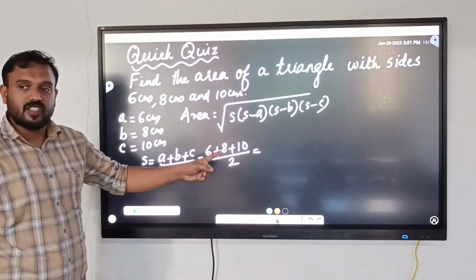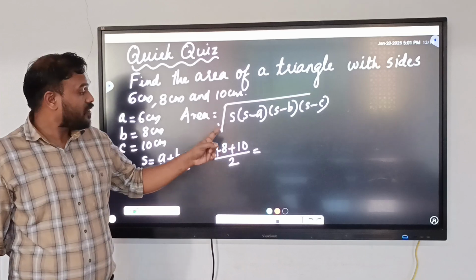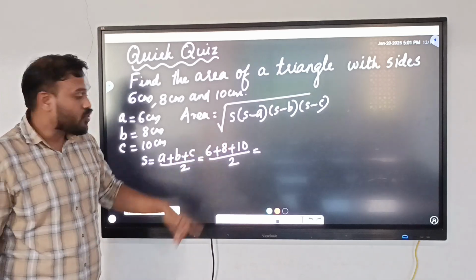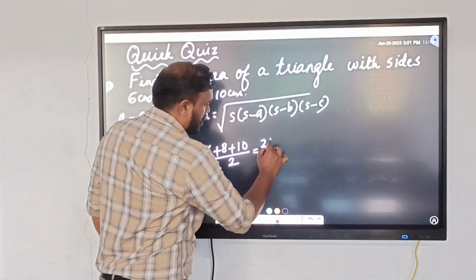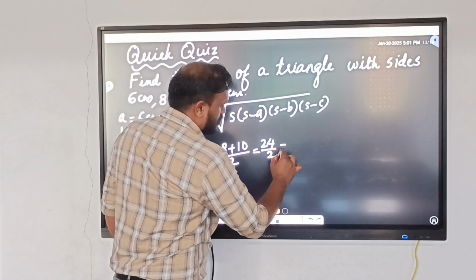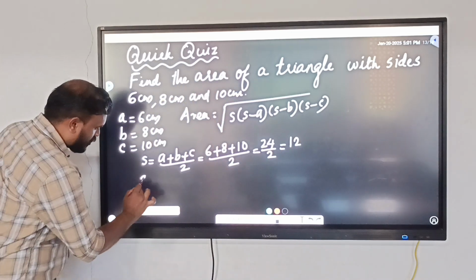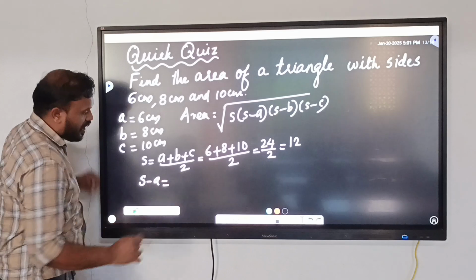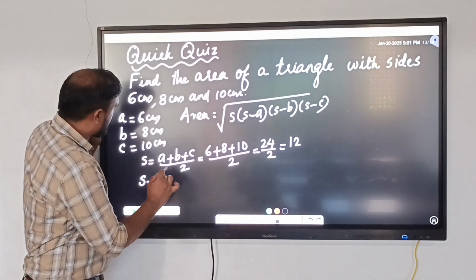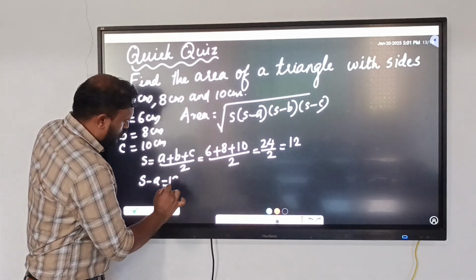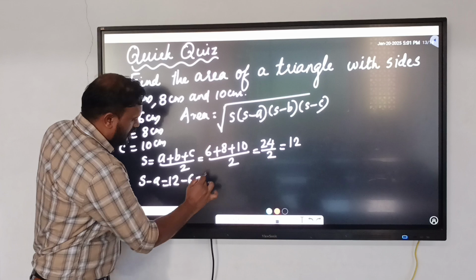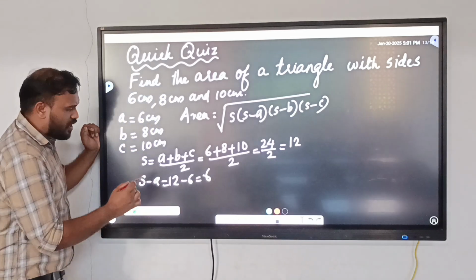Then what is 6 plus 8? 14. Then 14 plus 10? 24. So 24 divided by 2, what's the answer? It will be 12. Now let's find s minus a. What is s minus a? 12 minus 6, that is 6.